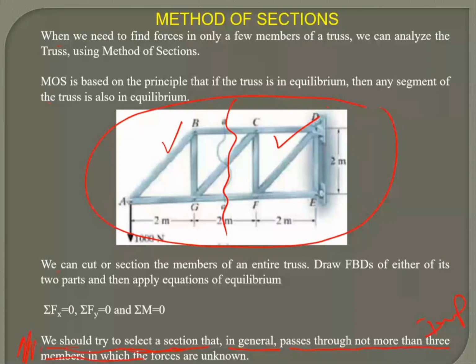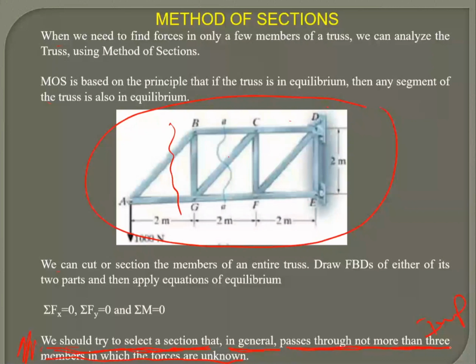If I cut it like this, how many members are cut? 1, 2, 3, 4, 5. That's not the right way of cutting the section. If I cut it in this way, I'm just cutting 2. What it says here, we should try to select a section that, in general, passes through not more than 3 members in which the forces are unknown.